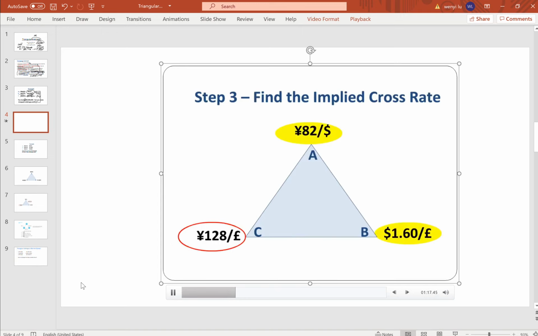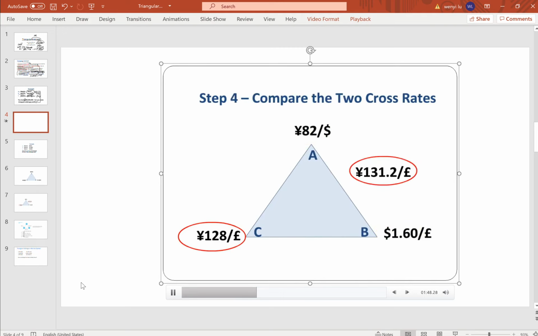In step 3, we find the implied cross rate using the other two quotes. So we multiply 82 yen per dollar by $1.6 per pound to come up with the yen per pound implied cross rate. The result is 131.2 yen per British pound.